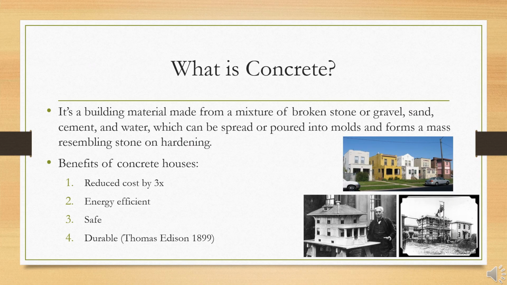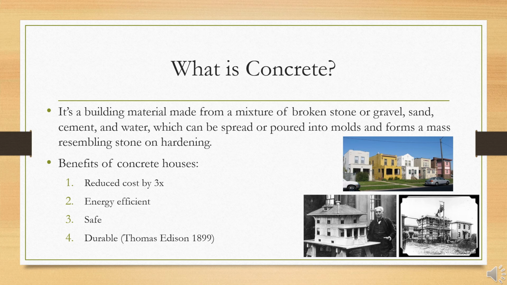Okay, let's start off with defining the material in use, which is concrete. Now the basic composition of concrete is sand, cement, and water. However, sometimes broken stone or gravel are added into it. This mixture is poured into molds. These molds are usually made up of wood or metal. And upon hardening, it forms a mass resembling stone.